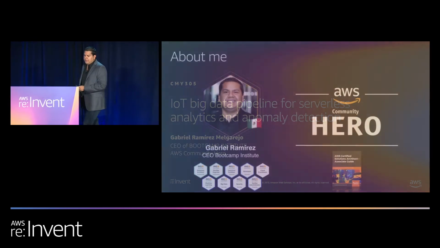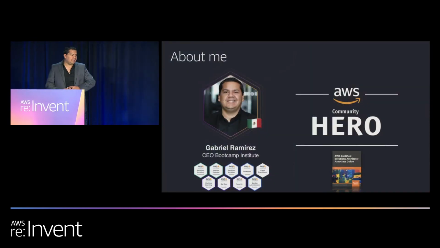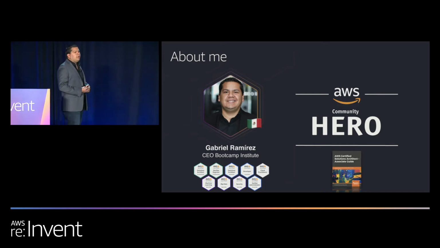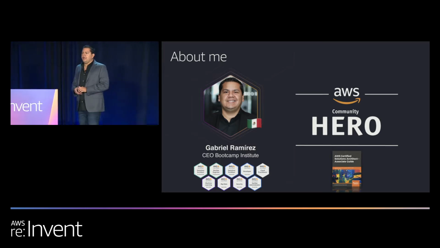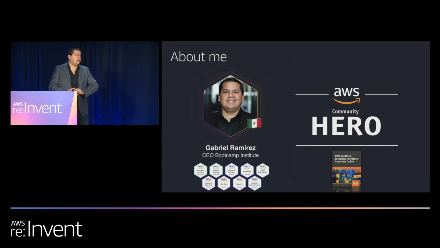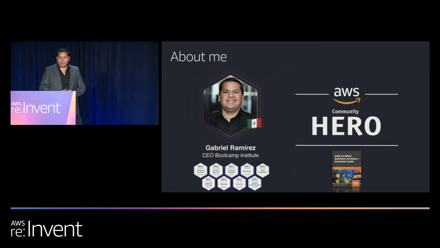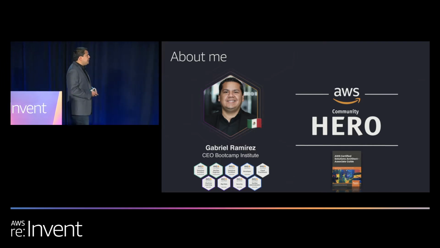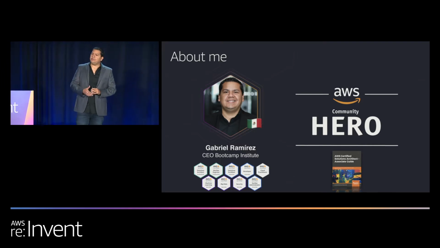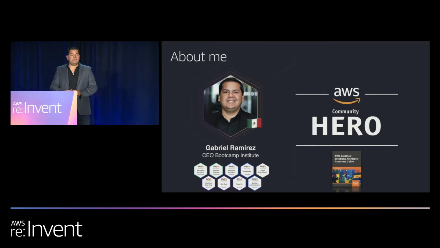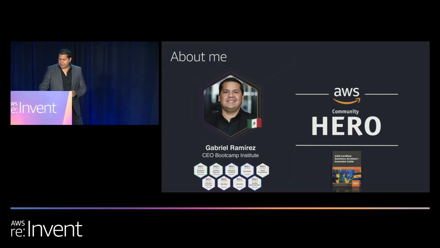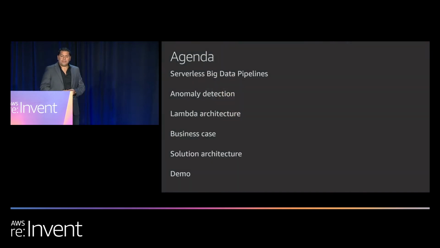So let me introduce myself. My name is Gabriel Ramirez. I am the CEO and founder of Bootcamp Institute. Bootcamp Institute is a company focused on training and certification on AWS cloud. I have 10 certifications ranging from professional to specialty, and I am the author of the book, the AWS Solutions Architect Associate Guide. And this year I was named AWS Community Hero for my work with the local communities in Mexico.